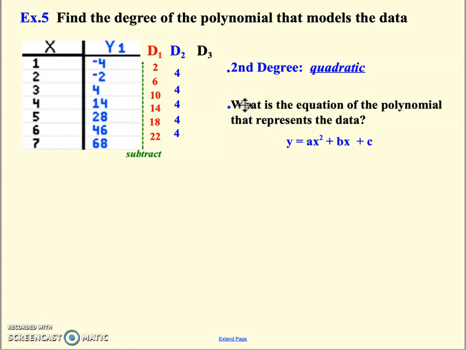Now the question is, what is the equation of that? So like when we did that slide with linear, and I said, well, what's the slope? What's the y-intercept? Let's go ahead and write y equals mx plus b. Well, if it's quadratic, it turns out we can do this. It's just a little more work to get it set up.